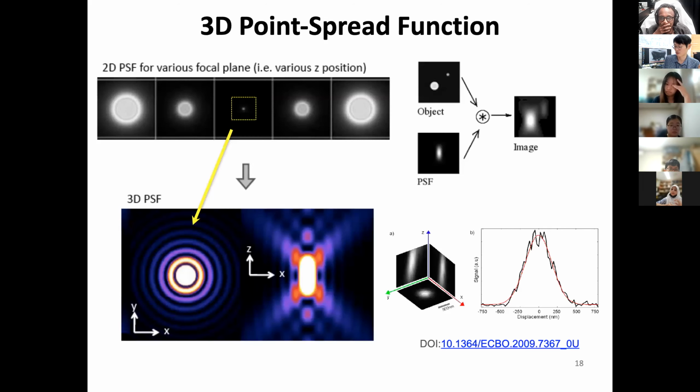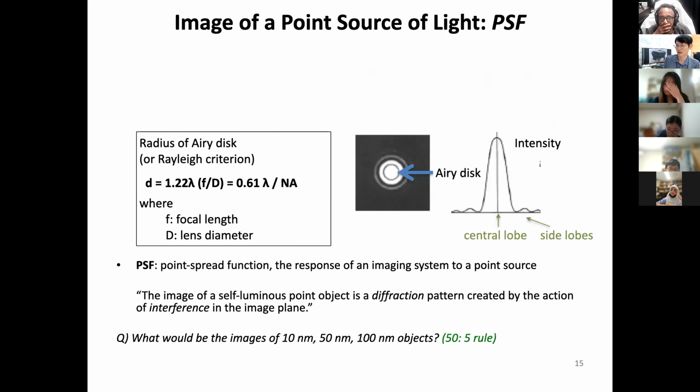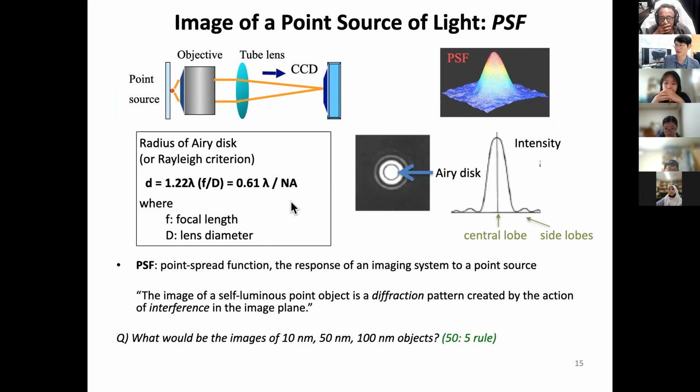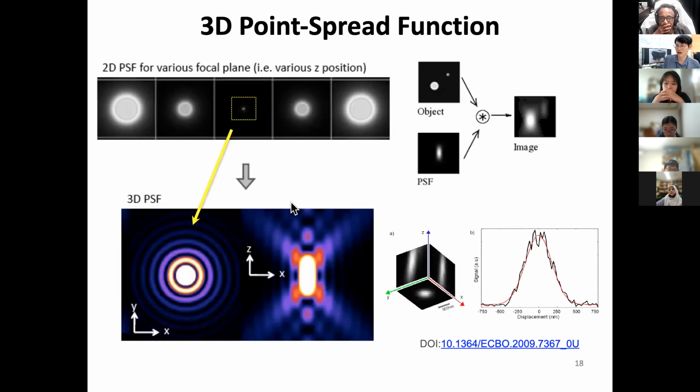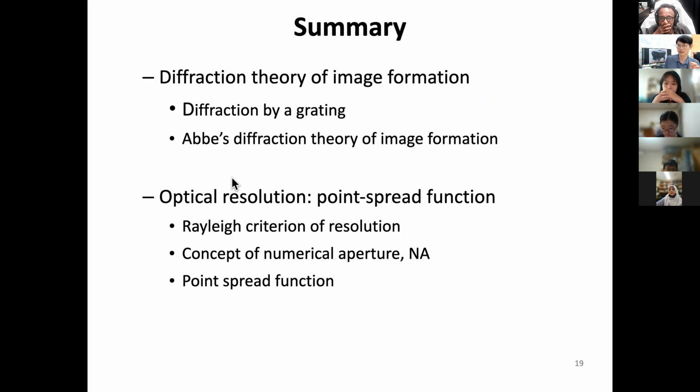Actually, I want to go back just one more slide. Your resolution formula is actually lambda over NA. And you have probably memorized this, 0.61 lambda over NA, so many times, or just say about half of the wavelength over NA. So the bigger the NA, the smaller this D, meaning higher resolution. That's the key aspect of what you take out from today's lecture.